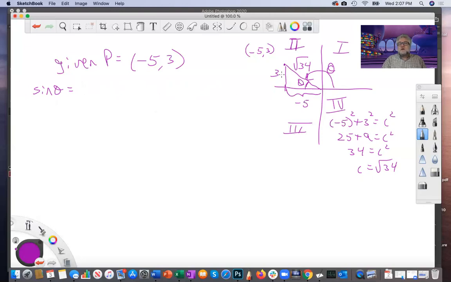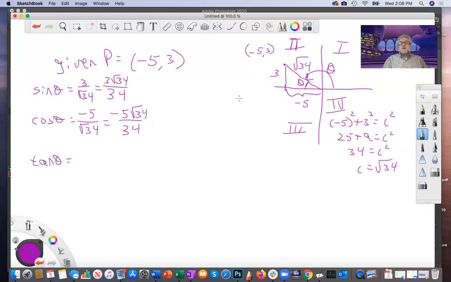Okay, so sine theta, opposite over hypotenuse, which, just like before, is 3 radical 34 over 34. Cosine theta, adjacent over hypotenuse, negative 5 over square root of 34, which will give us negative 5 radical 34 over 34. And tangent will give me opposite over adjacent, 3 over negative 5, which is negative 3/5. We don't have to do anything.